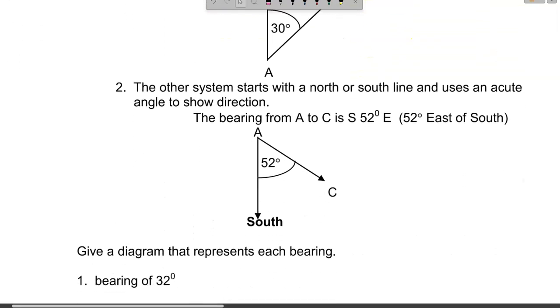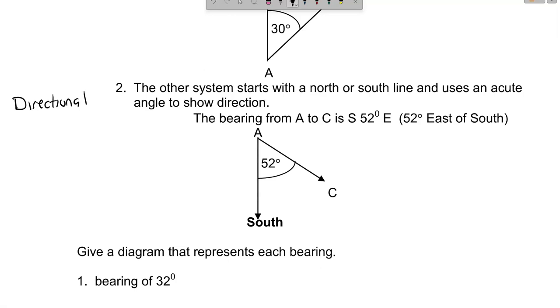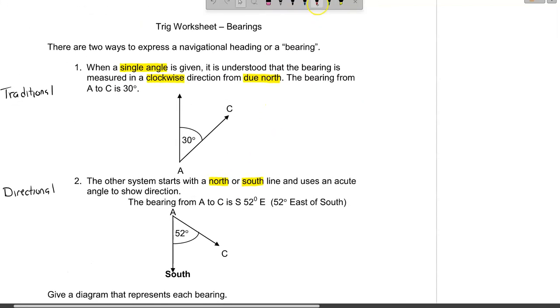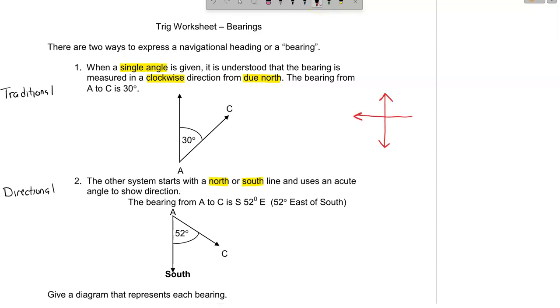Now the other way is a more directional bearing, and this is done a little bit differently. Before I move on, one thing you should keep in mind is that we should know the main values of our compass because we will be using them a lot throughout this lesson and future ones. Due north is facing up. Due south is going straight down. To our left is west, and to the right is east. So that's our traditional compass.